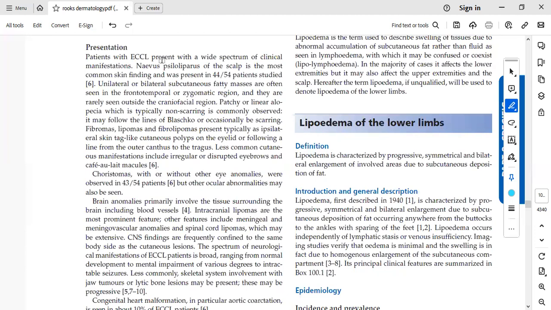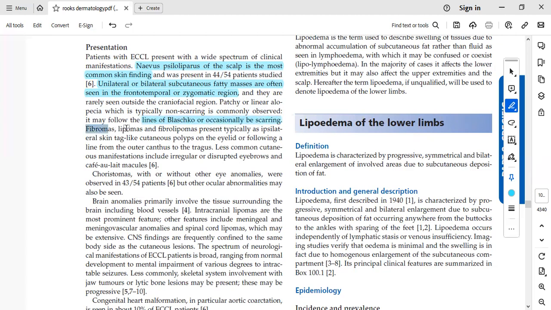Patients with ECCL present with a wide spectrum of clinical manifestations. Nevus psiloliparus of the scalp is the most common skin finding. And unilateral or bilateral subcutaneous fatty masses can be seen in the frontotemporal or zygomatic region and rarely seen outside the craniofacial region. Patchy or linear alopecia, which is typically non-scarring, can be seen, and it involves the lines of Blaschko. Or occasionally, scarring can be present.